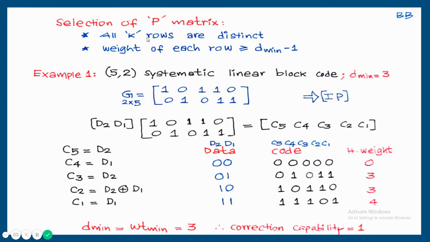There is no difficulty in making an identity matrix. So the generator matrix can be obtained with this I and P. I am showing an example here. Example 1: a (5, 2) systematic linear block code with d minimum equal to 3. Here n is equal to 5, k is equal to 2, and n minus k is equal to 3. The size of the generator matrix has to be 2 cross 5, 2 rows and 5 columns.